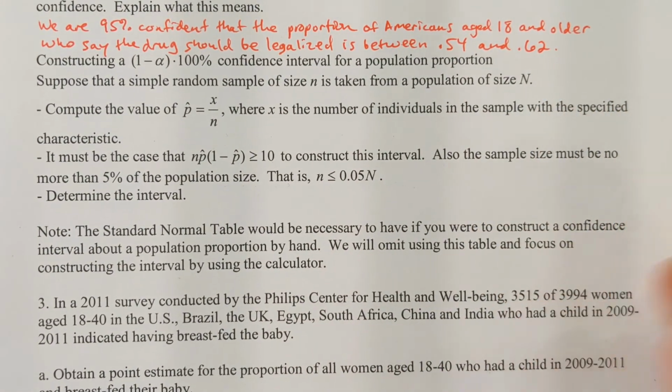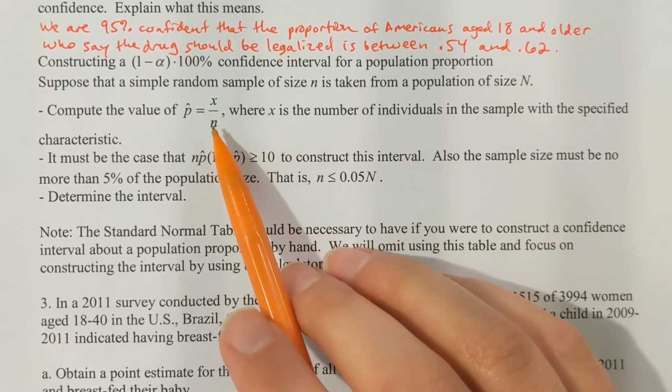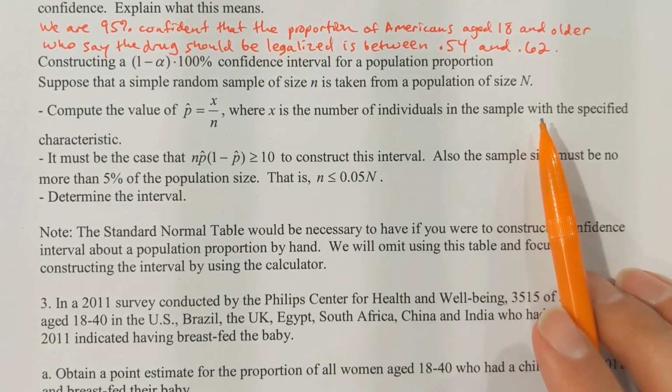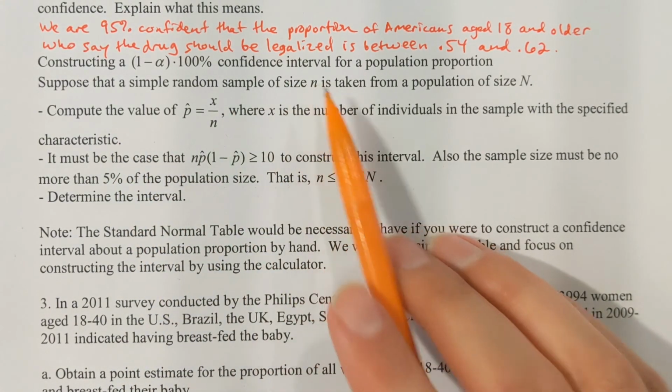Okay, below that is the information on how to construct a confidence interval. To construct a 1 minus alpha times 100% confidence interval for a population proportion, suppose that a simple random sample of size n is taken from a population of size capital N. The first thing that we're going to do is compute the point estimate, which is p hat, by taking x divided by n. X is the number of individuals in the sample with a specific characteristic. N, of course, is the sample size.